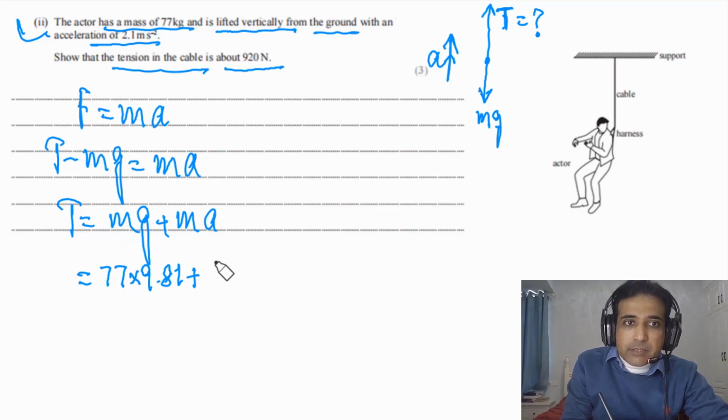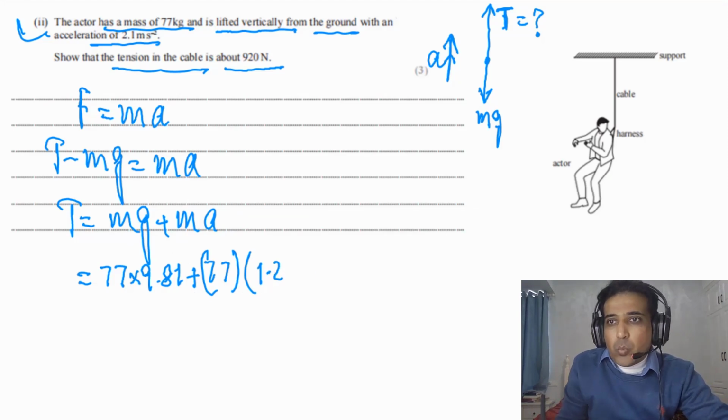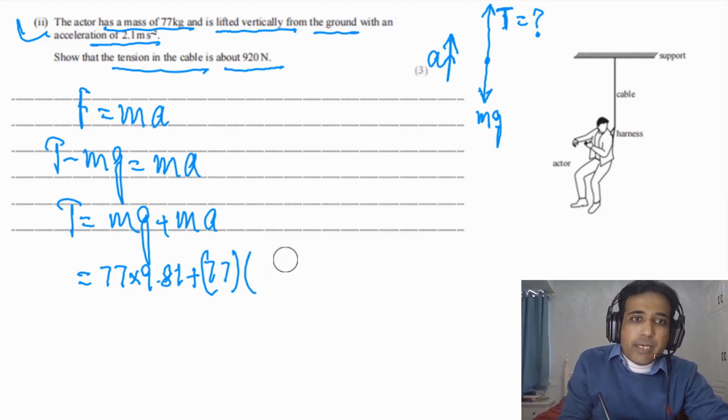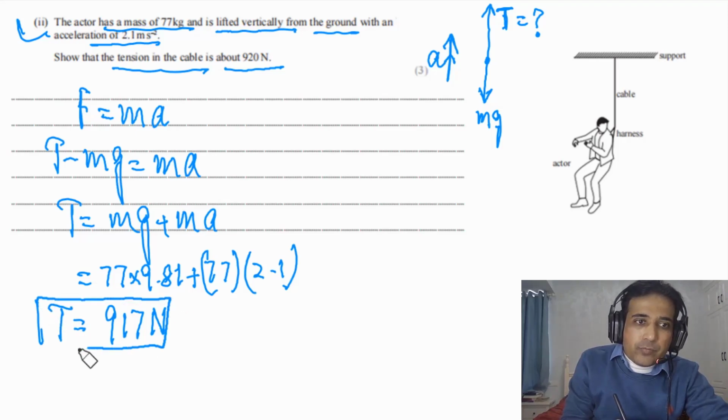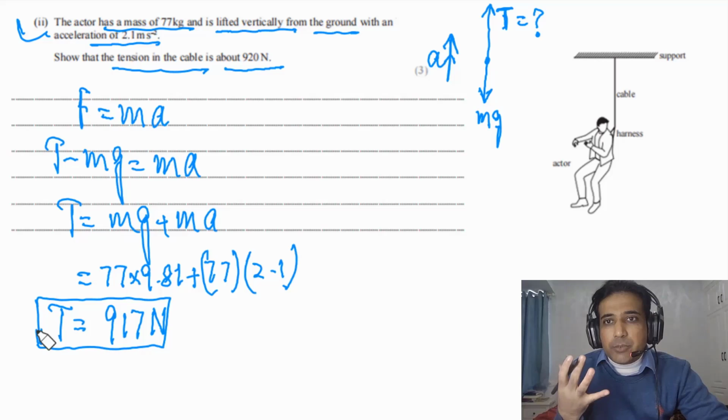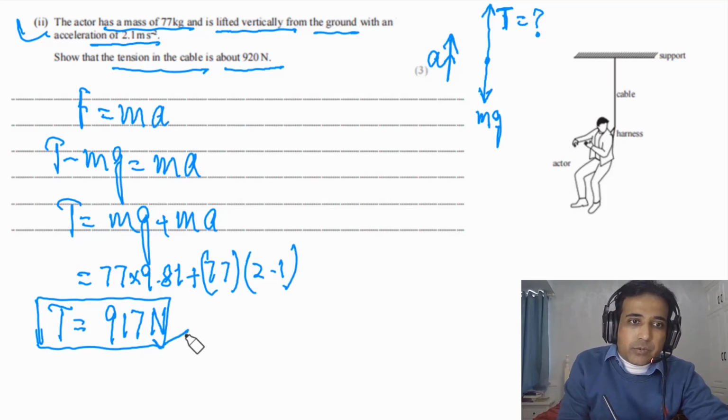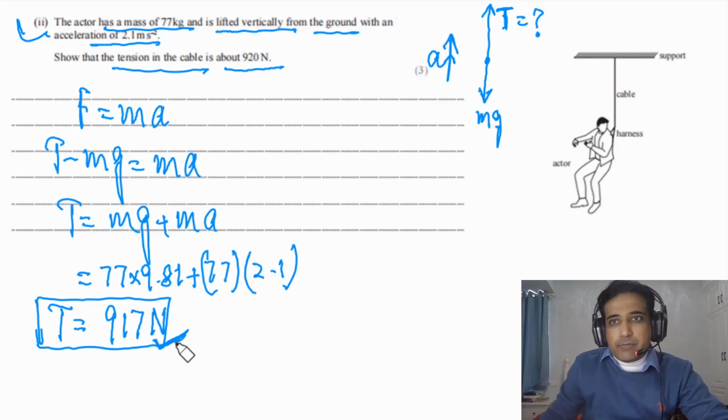Again we have the mass of the system, that is 77 kgs, and the value of acceleration, a, that is 2.1. So simply we can plug in these values, and if we simplify, our final answer will be equal to 917 newtons. So this is the value of T. This is how we can approach this kind of problem. So the final answer for this question is 917.